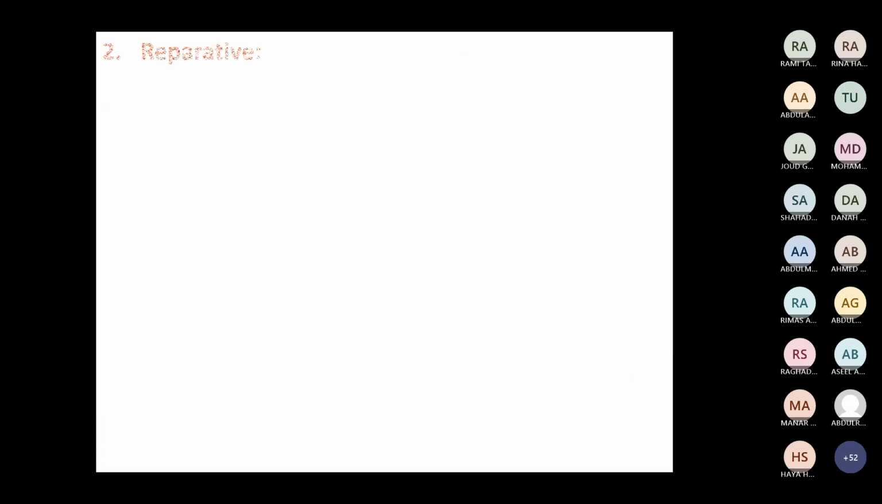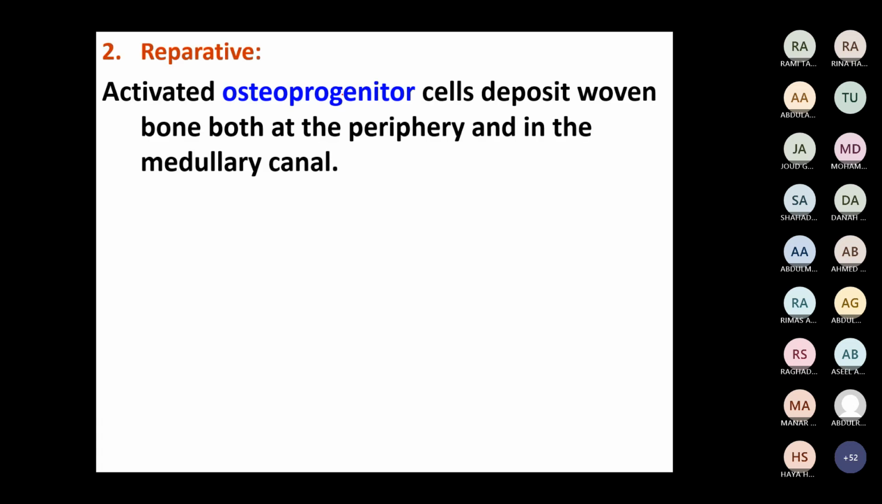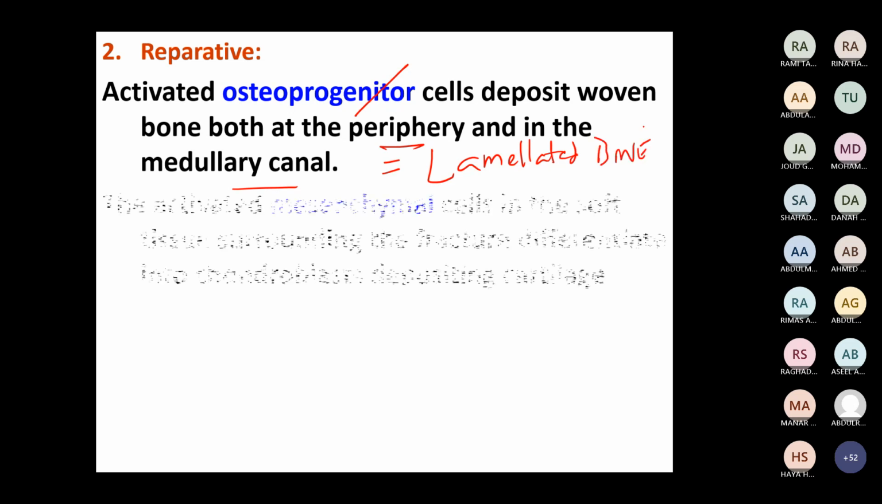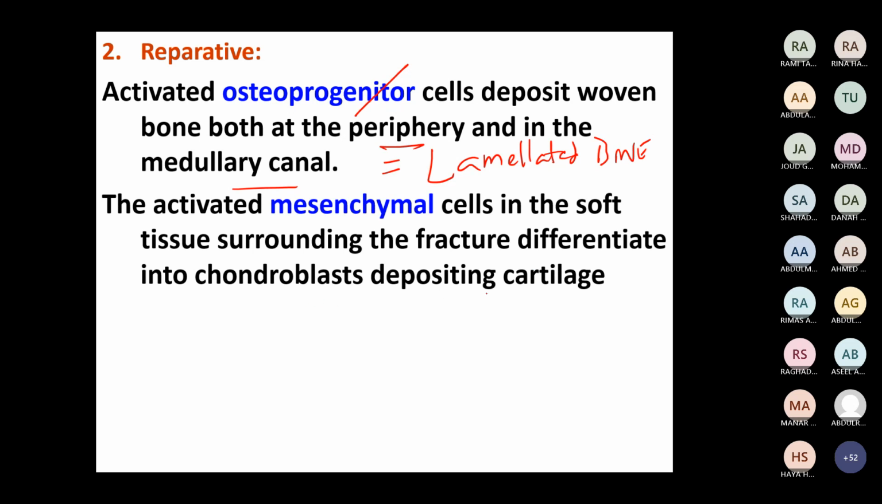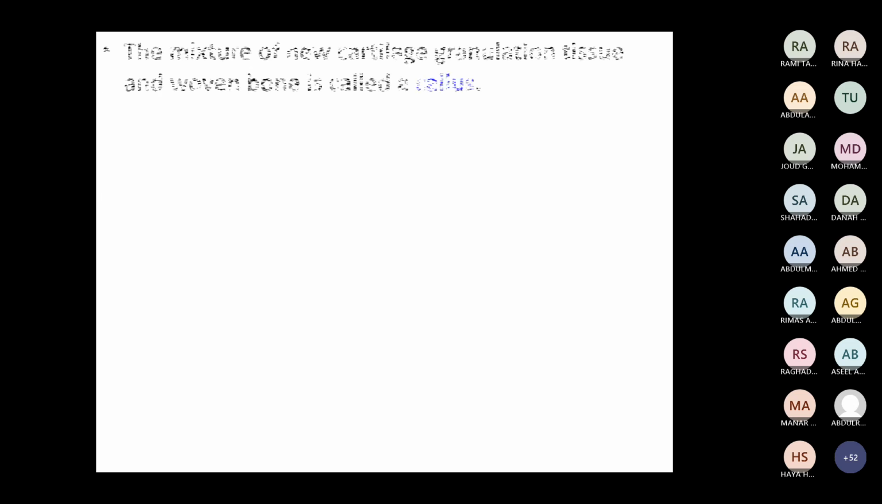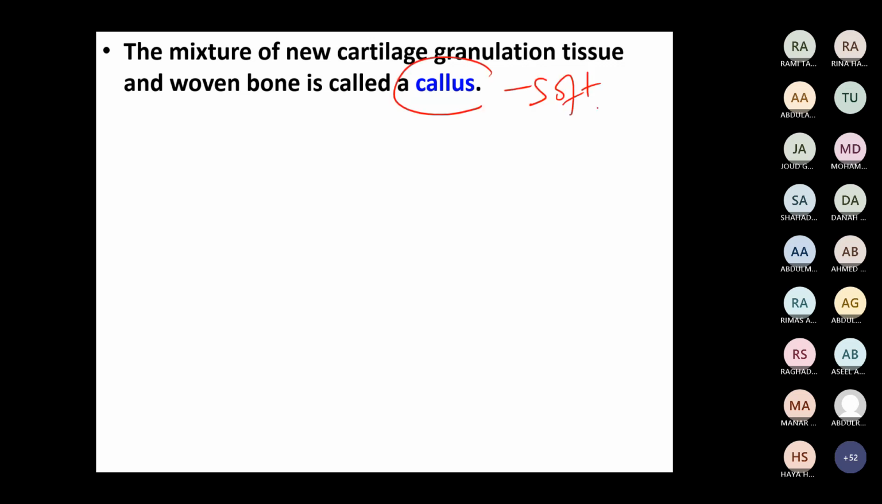Okay. So reparative, you know it, the osteoprogenitor cells deposit the woven bone both at the periphery and the medullary canal, and over a period of time they form the lamellar bone, which is very strong bone. Okay. Now we go furthermore. The activated mesenchymal cells in the soft tissue surrounding the fracture differentiate into chondroblasts, depositing cartilage, that is the soft callus. The mixture of new cartilage, granulation tissue and woven bone is called a callus, which I called soft callus for you, right? Soft callus. Very easy.